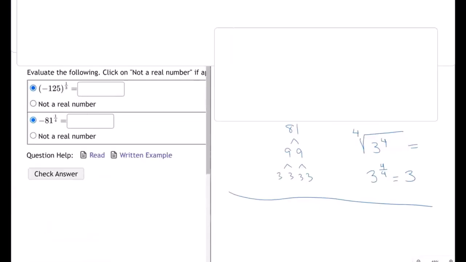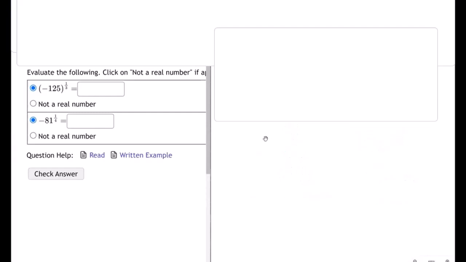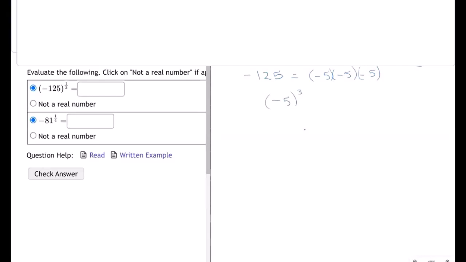We can take the odd root of a negative number. Negative 125, if you factor it, is going to be equal to negative 5 times negative 5 times negative 5. This is negative 5 to the 3rd power to the 1/3 power, which is equal to negative 5 to the 3/3 power, which is equal to negative 5.